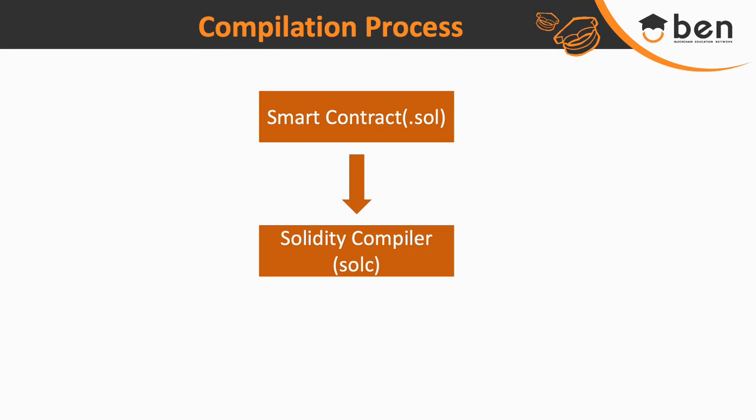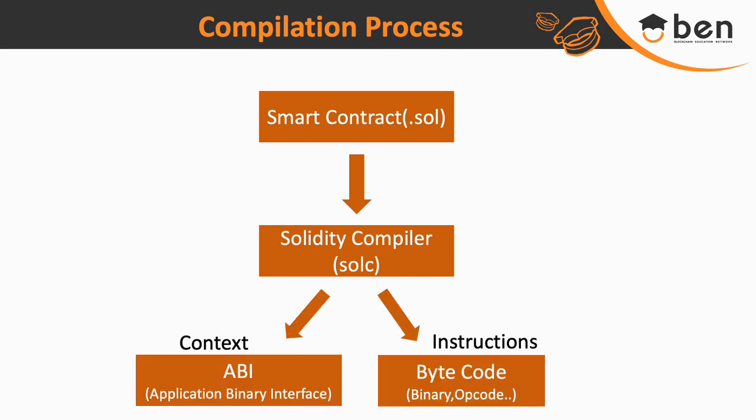If the compiler is not downloaded, so in Remix you already have all the compilers available, but in case you are using an offline environment, then that compiler is first downloaded and then it is used to compile the code. So compilation means the compiler will create two files for your code. One of the files is known as the ABI, which is application binary interface, and the other file is the bytecode. We will be discussing ABI and bytecode in detail, but for now you should understand that ABI means the context part and bytecode means the instructions part.